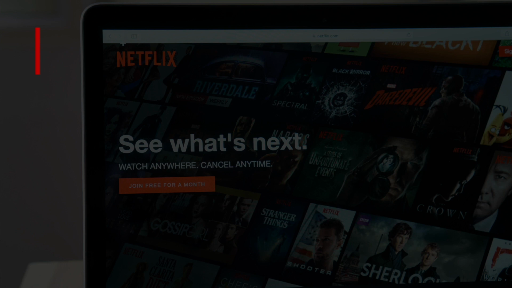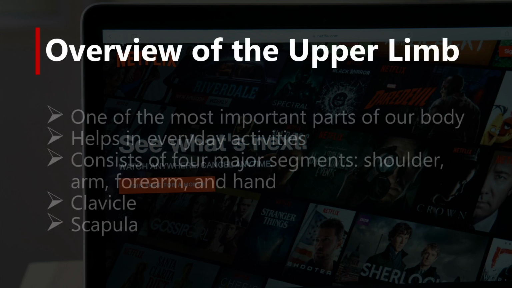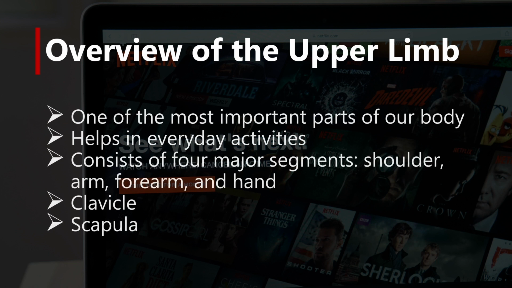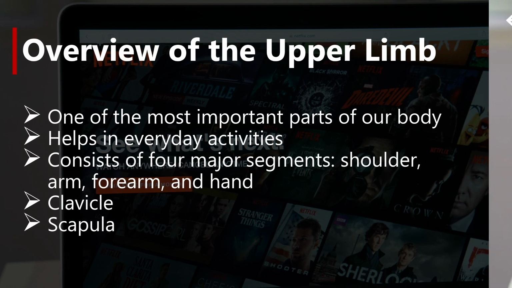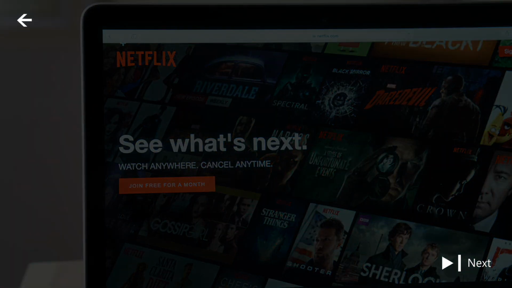The upper limb is one of the most important parts of our body, for it helps us move our hands in a wide range of directions. Our upper extremities help us perform our daily activities such as writing, cooking, picking up and grasping things, as well as typing. The upper limb consists of four major segments: the shoulder, arm, forearm, and hand, including the clavicle and scapula.